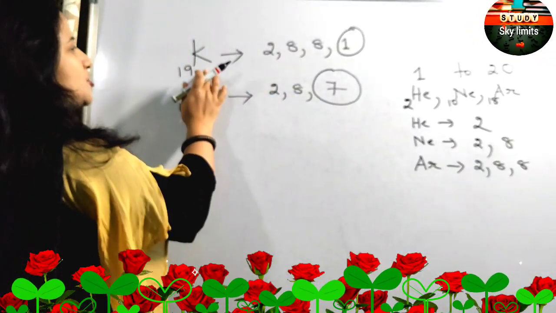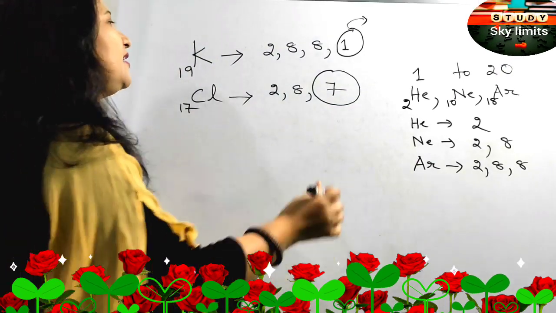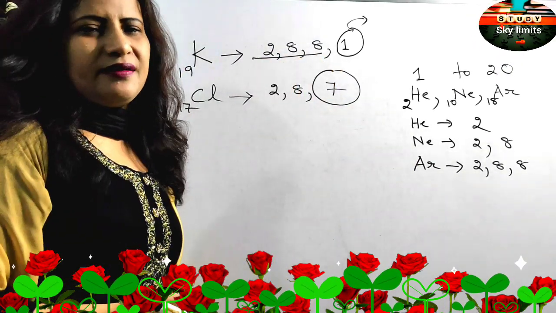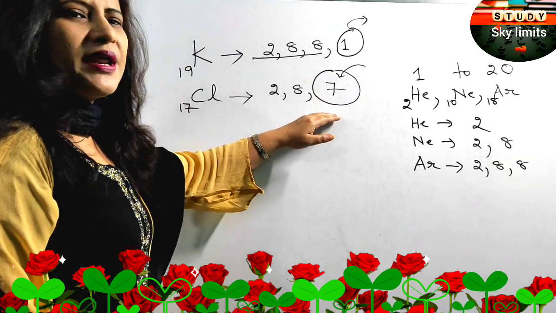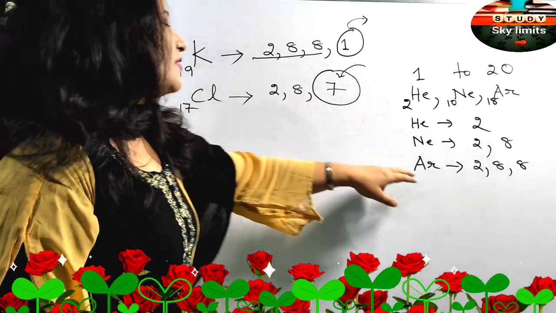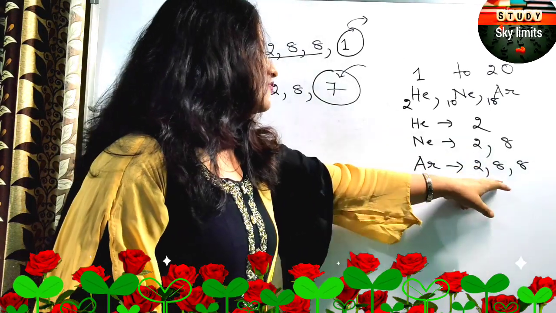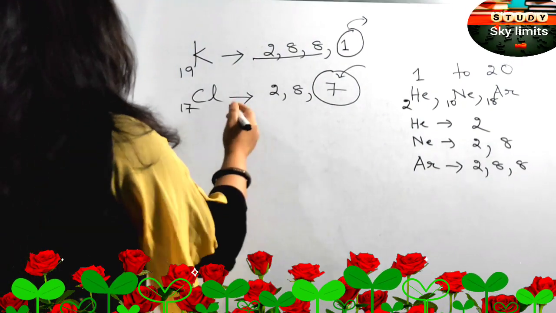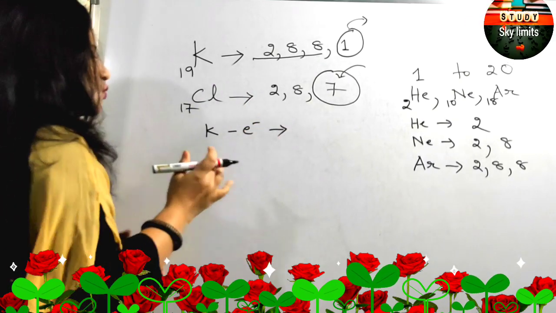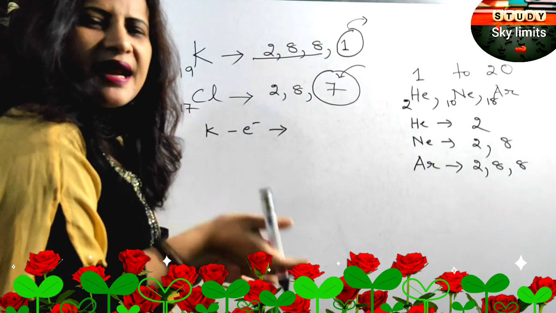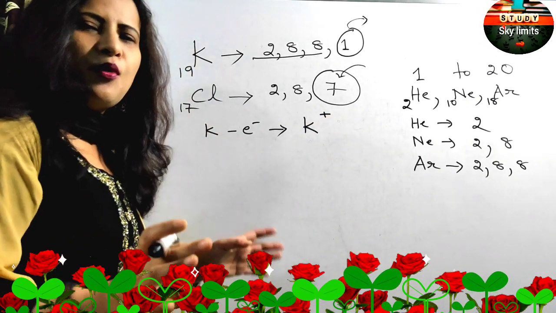Now, potassium has 1 electron in its outermost shell, so if it loses 1 electron, it will attain a stable electronic configuration. If chlorine gains 1 electron, it will also attain a stable electronic configuration. Both will attain the electronic configuration of argon, which is 2, 8, 8. That is why potassium loses 1 electron. Since 1 negative charge is reduced, it gains a unit positive charge.